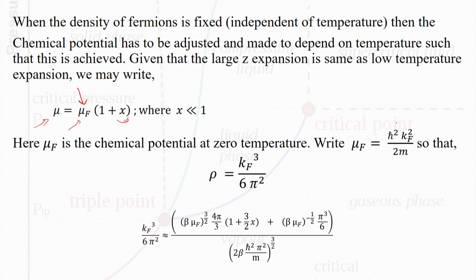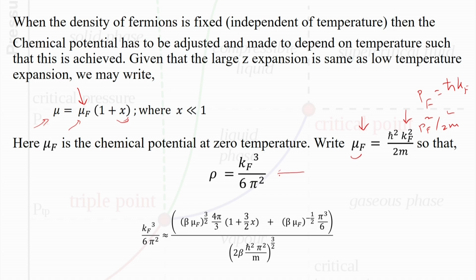I am also going to introduce a new quantity called Kf, which is called the Fermi wave number. The Fermi wave number is defined through the chemical potential at absolute 0 when it is expressed in terms of Pf squared by 2m, where Pf is the Fermi momentum, which is defined as h bar times the Fermi wave number. So, this is nothing but Pf squared by 2m. If I rewrite my chemical potential at 0 temperature in terms of this, that is what it is.